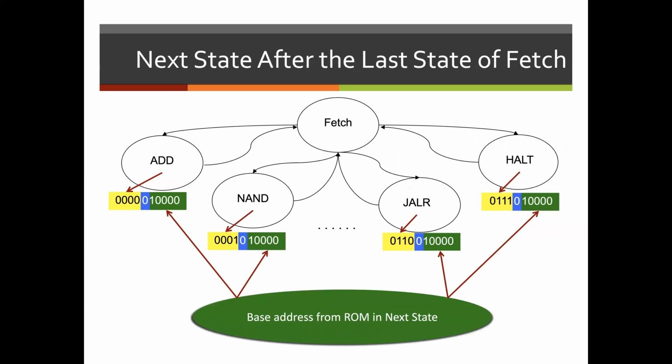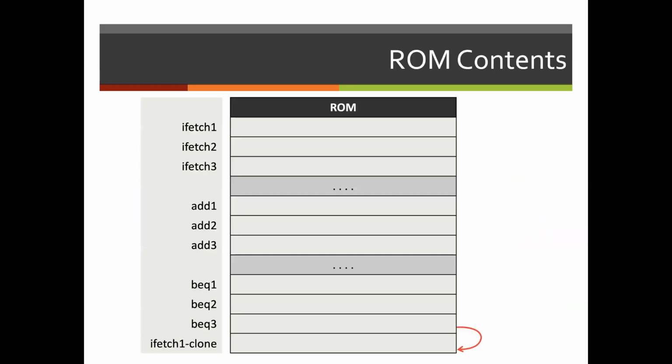And so our next state after the last state of the fetch will include the new addresses for each of the instructions. And so here we have our base addresses in the next state. So we have our base addresses for our add instruction, for NAND, for our jump, as well as for halt. And so here we're able to see the contents that are stored on ROM.